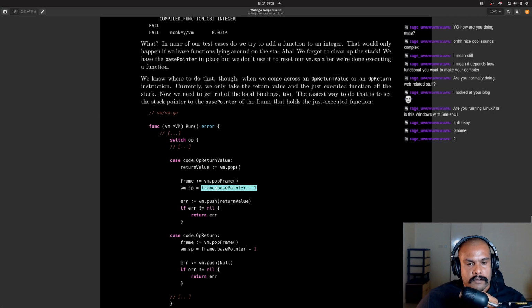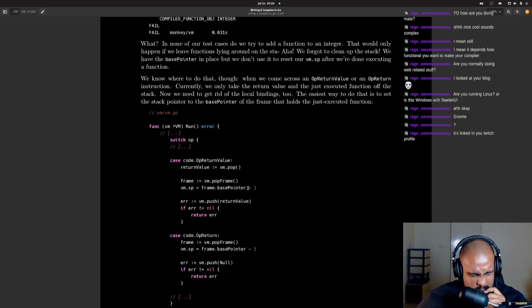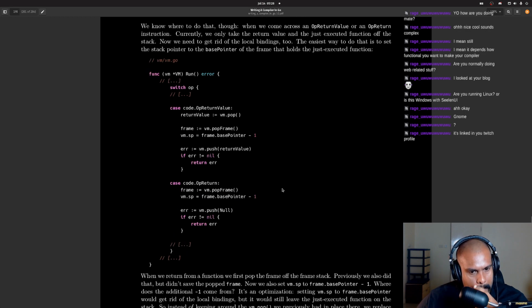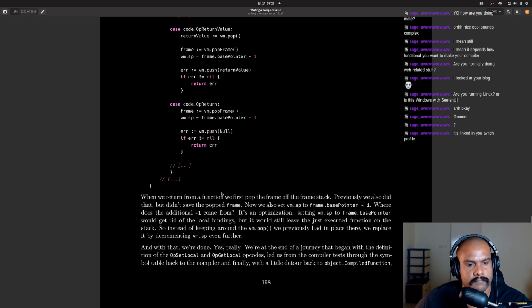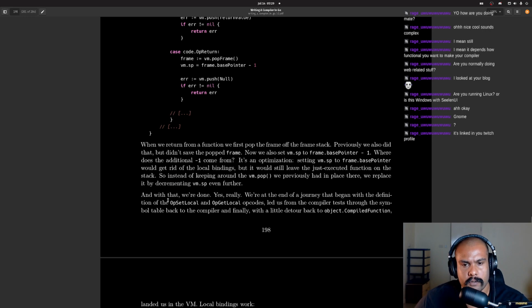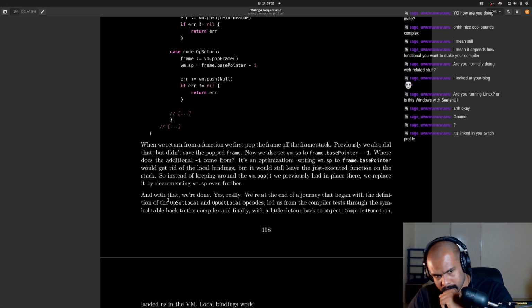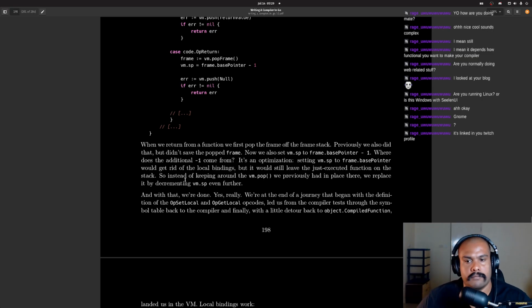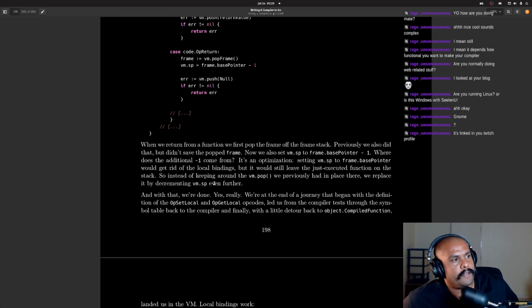Oh yeah, because before we update the base pointer and the stack pointer. Okay. When we return from a function, we first pop the frame off the stack. Previously we also did that, but we didn't save the popped frame.